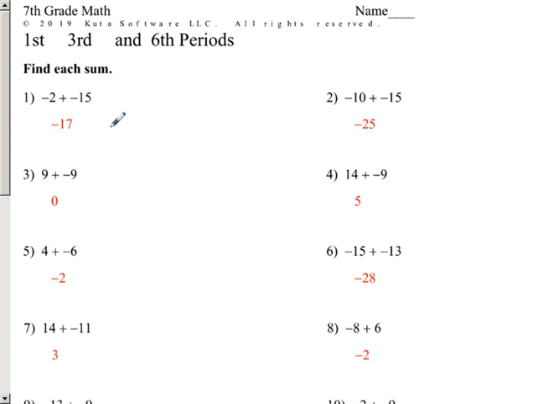What I'm going to do is go over the work that you did yesterday. You should have had the worksheet passed back to you, and you should be able to look at it right now in your hands as we go through it. All the answers are in red, so here's number one. The answer is 17.